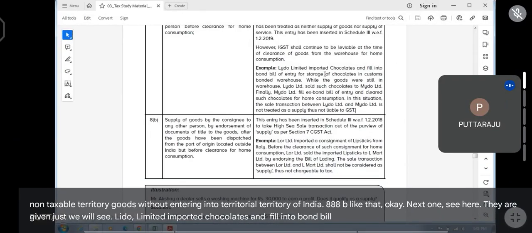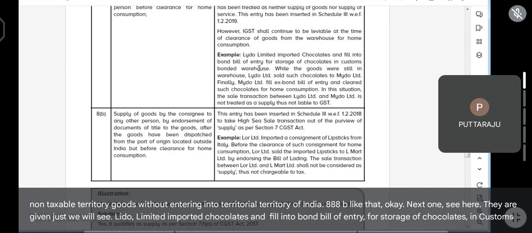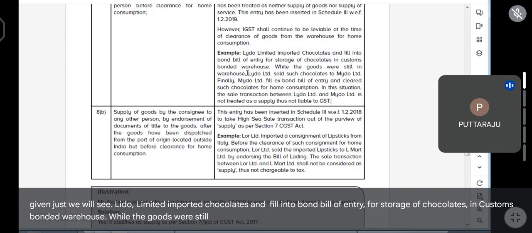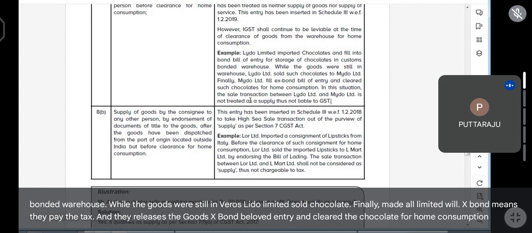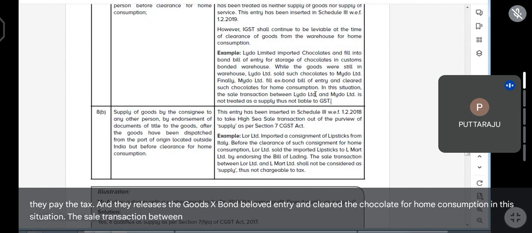Next one. See here, they are given. Lido Limited imported chocolates and filed a bill of entry for storage of chocolates in a customs bonded warehouse. While the goods were still in the warehouse, Lido Limited sold such chocolates to Mido Limited. Finally, Mido Limited will ex-bond, means they pay the tax and release the goods. They filed the ex-bond bill of entry and cleared such chocolates for home consumption. In this situation, the sale transaction between Lido and Mido is not treated as supply.